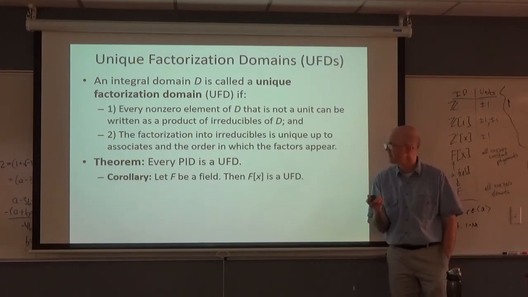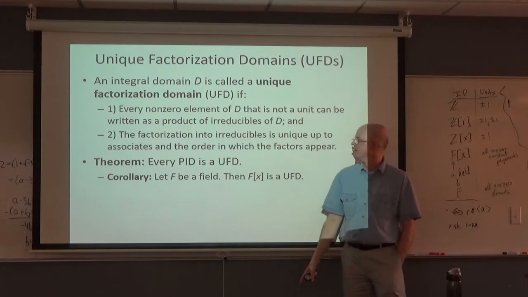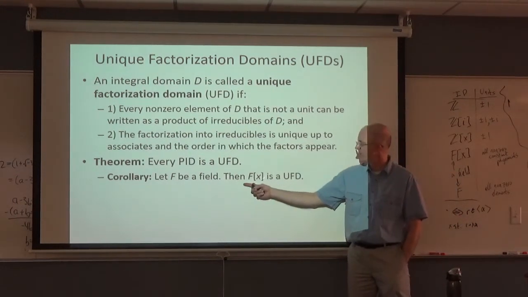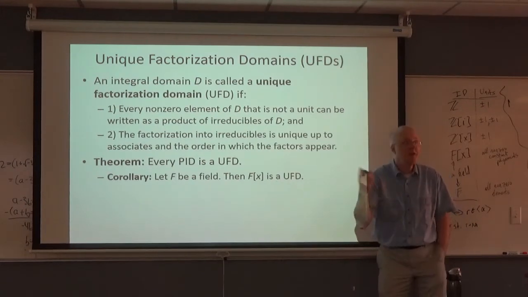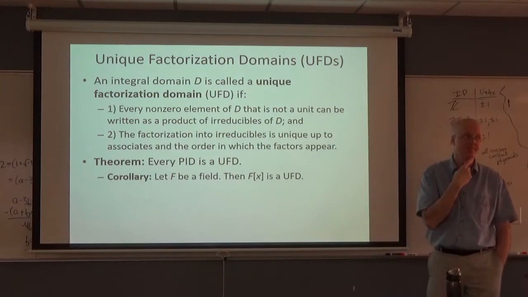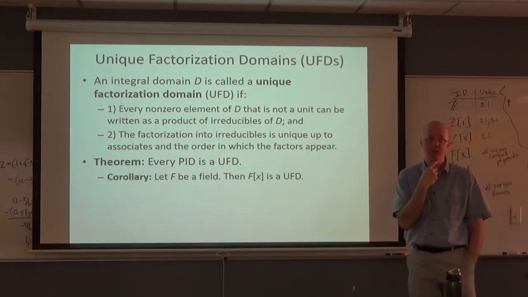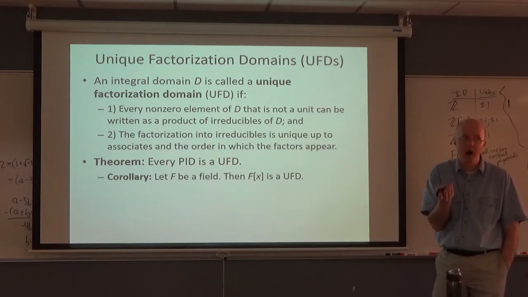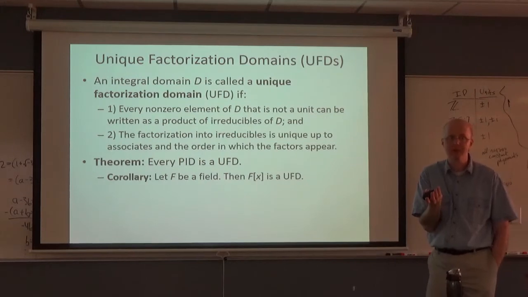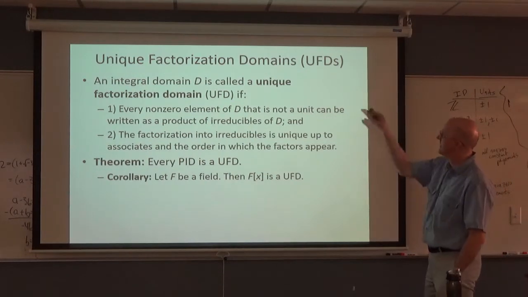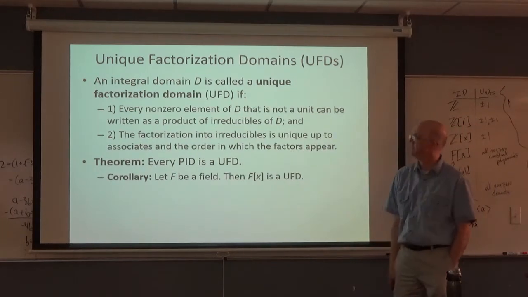Corollary of it, if you got a field, then the polynomial ring with coefficients in that field is a UFD, because we already knew it was a PID. Remember I said that? That was in the book. Rings of polynomials where the coefficients come from a field are principal ideal domains. R[x], for example, is a principal ideal domain. Polynomials with coefficients from real numbers. And therefore, by this theorem, it's also a unique factorization domain.